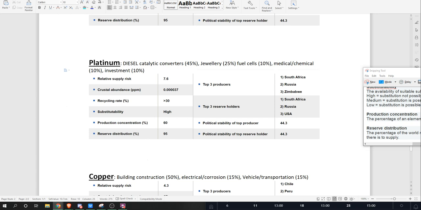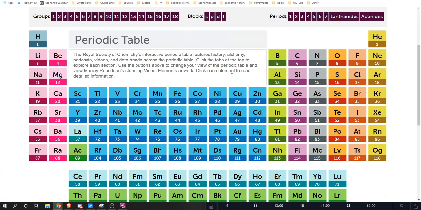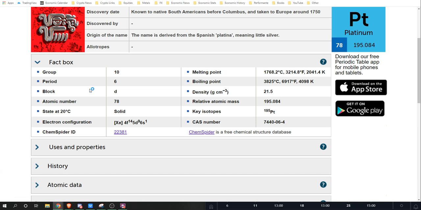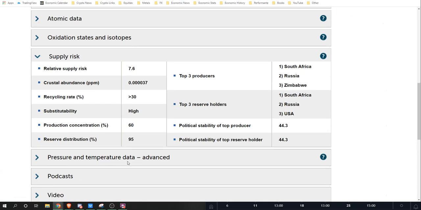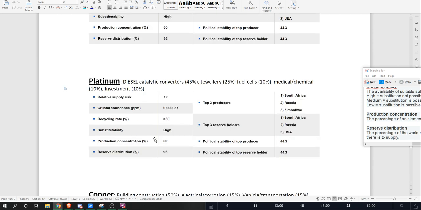Let's look at platinum. All right, so we go to the periodic table right here, and then let's look for platinum, which is this guy right here. And then we can go to supply risk, and then we can see, yep, it is the same as palladium. Okay, cool. I just wanted to make sure. So that's how we get it. We go to the periodic table, and then we find the risk, the supply risk, sorry, and that's how we get our information. And we have copper, we're not going to talk about that.